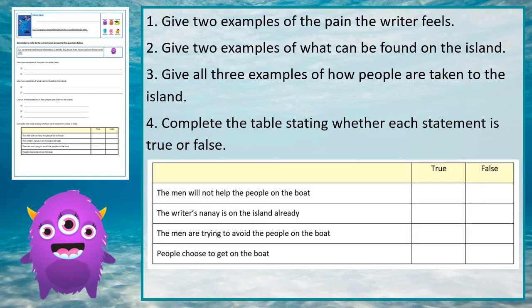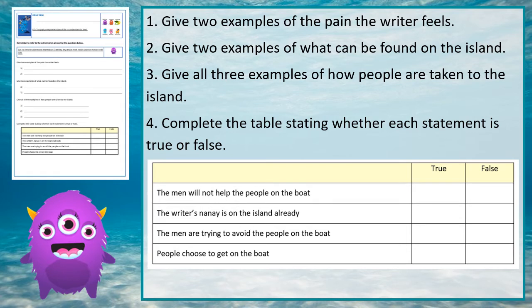And then finally, it's a simple true or false. Now, if you're working on paper, then what you can do is you can obviously tick the right boxes. Now, if you're working on Teams, I'm hopeful that you can type into the box of the table. If that does not work, then underneath, you can type out 1 is true or 2 is false. Or you can rewrite out the whole statement again.